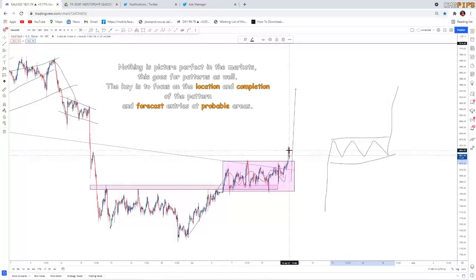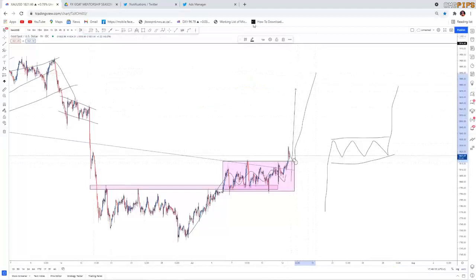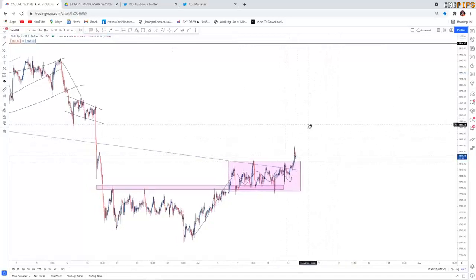But there's a possibility that the market might want to drop to respect this area and continue to the upside. I actually executed this one because it was a high probability by the time I took the trade. So that's why I took the trade. But let's take a look at how it happened.